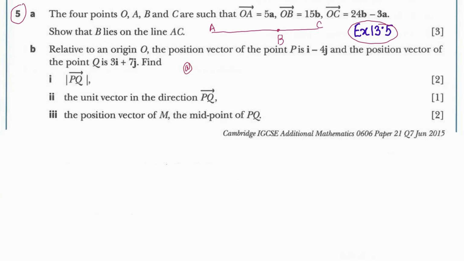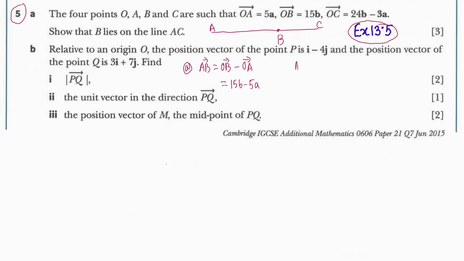First, let me find the AB vector. We know that AB is OB minus OA. Our vector OB is 15B, written here, minus OA vector, which is 5A. Now we can find the AC vector or BC vector, whichever we want, because the relations are the same here.